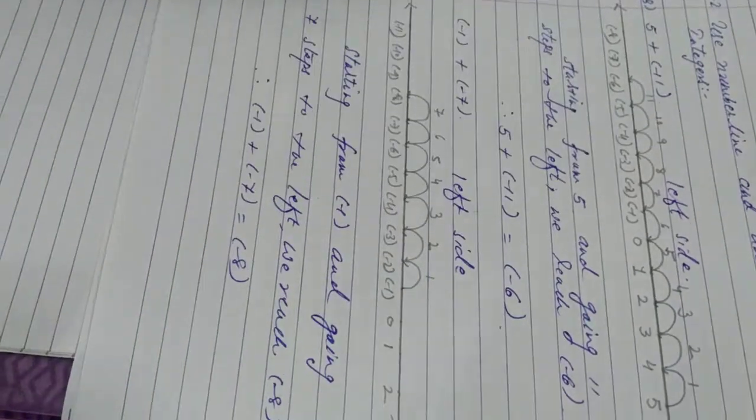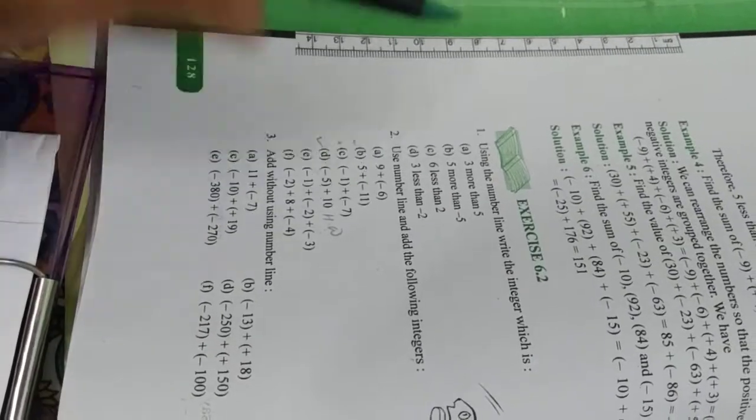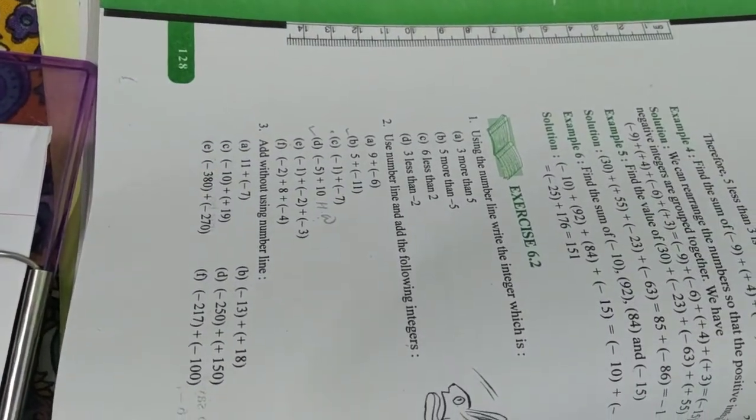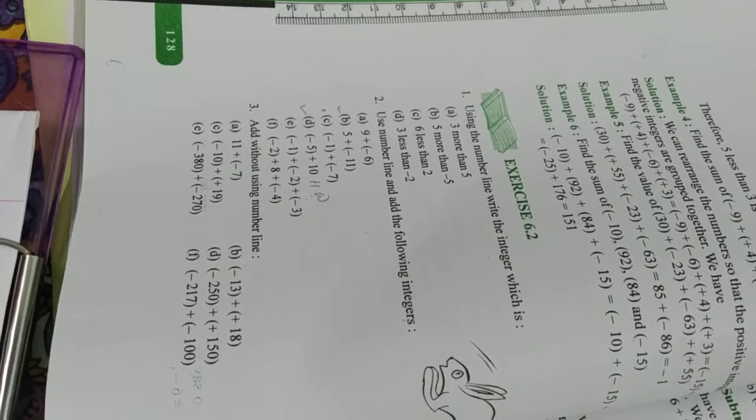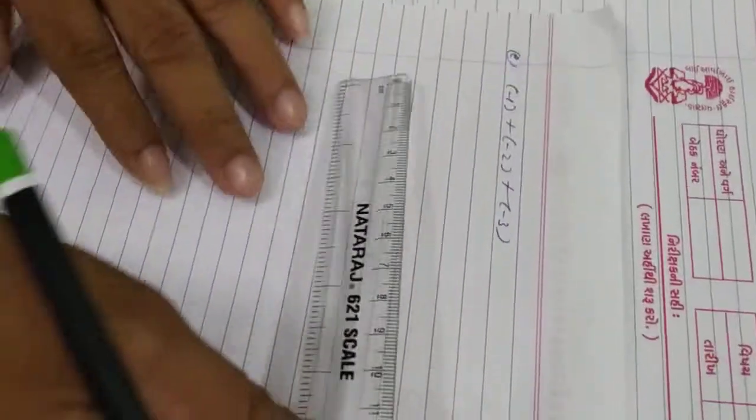Got it? Good. Now, let's see the next one. D, please do it yourself. Minus 5 plus 10. D is your homework. Do it yourself. Now we'll explain you E. Minus 1 plus minus 2 plus minus 3.